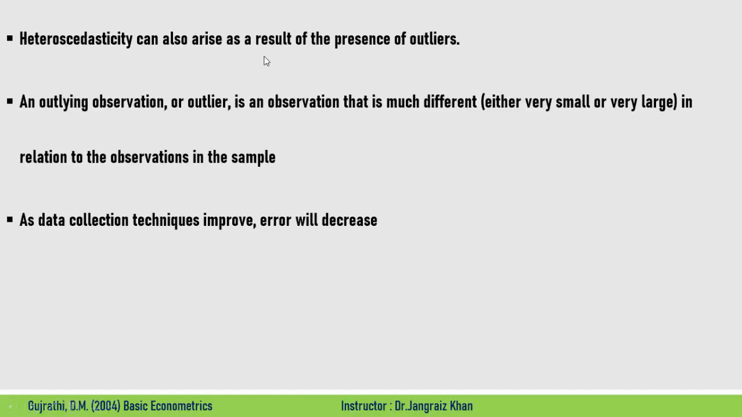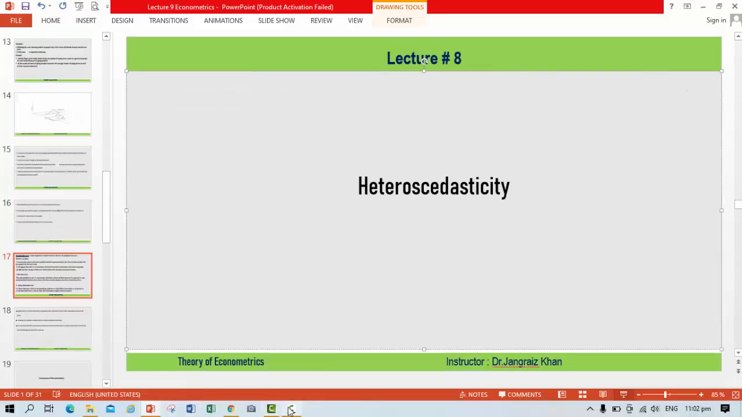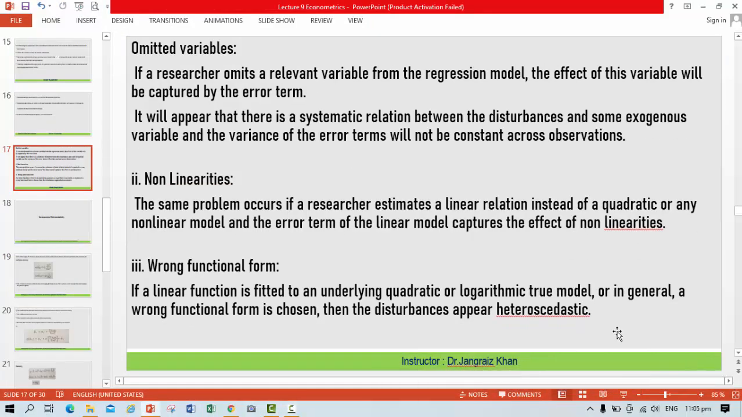Heteroskedasticity can also increase as a result of the presence of outliers. An outlying observation, or outlier, is an observation that is different in relation to the observations in the sample. Sometimes in the data we may see that after a few observations, a value may be too small, or it may be too large. It is not like the others, which shows that there is some issue, an outlier. As the data collection techniques improve, we see that the errors decrease.